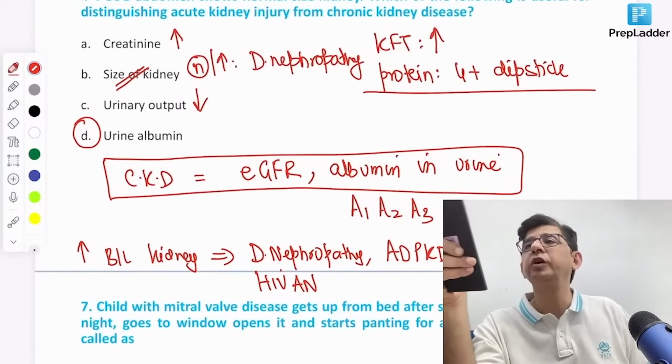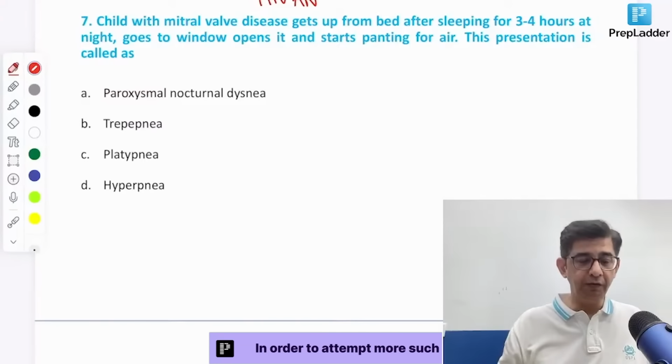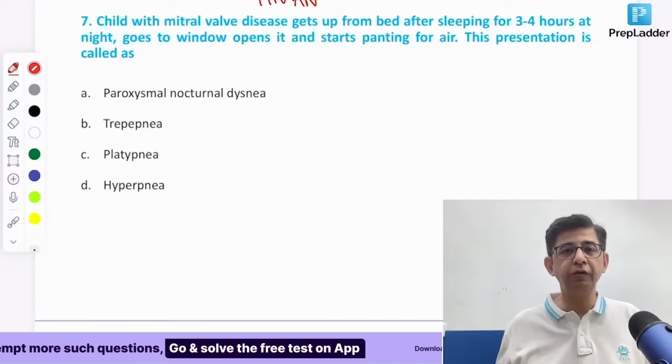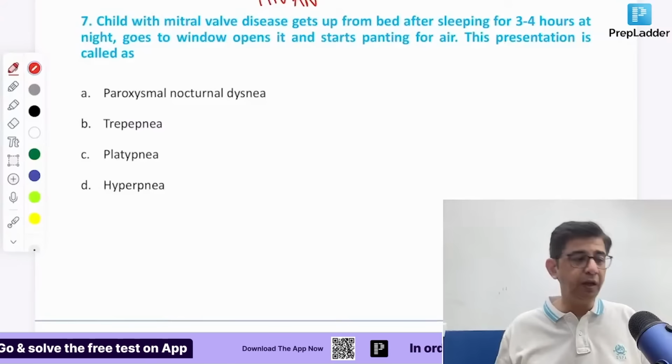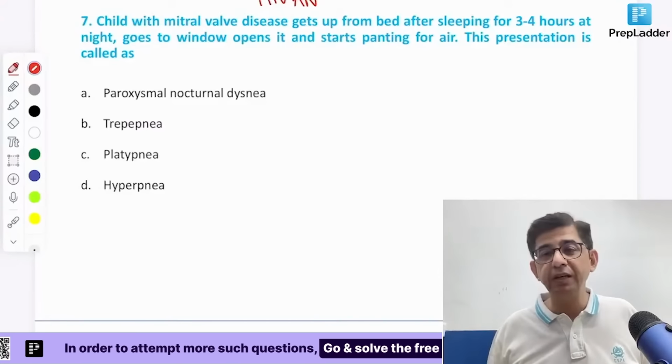That is the 6th one for today. Let's move to the 7th one. A patient with mitral valve disease gets up from the bed after sleeping 3-4 hours a night, goes to the window and starts panting. वो उठ के खिड़की पे जाके खिड़की खोला, ऐसे सांस ले रहा है. He's saying I'm feeling suffocated.